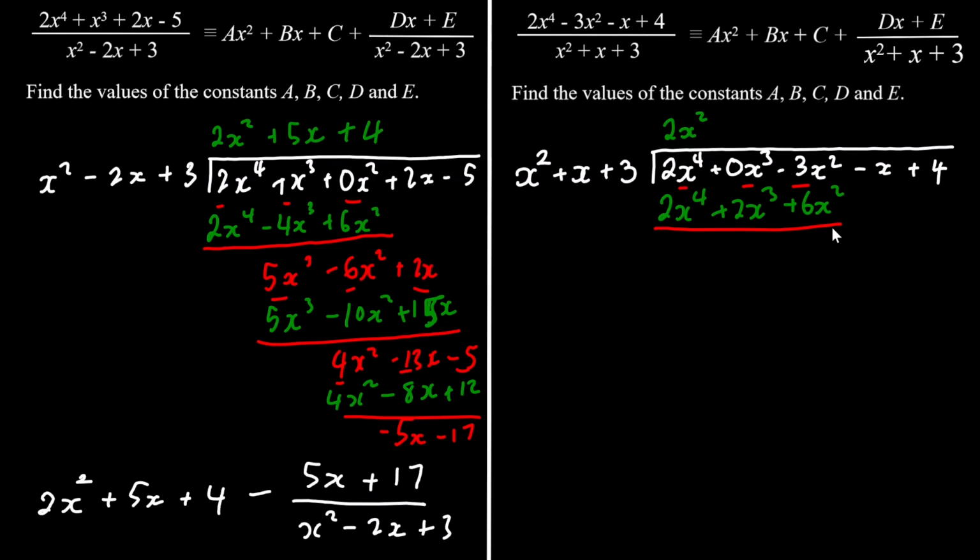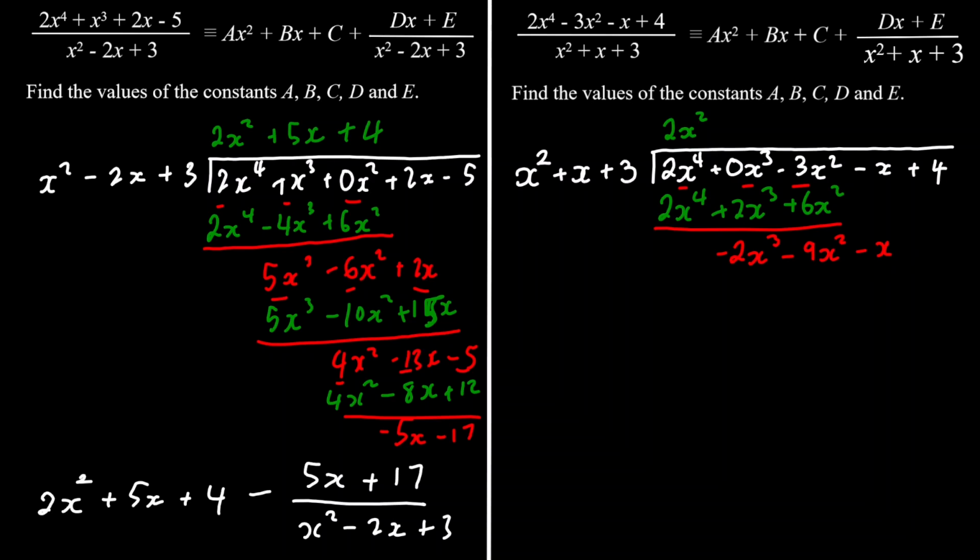So 2x to the power of 4, take away 2x to the power of 4 is 0. Nothing, take away 2x cubed is minus 2x cubed. And negative 3x squareds, take away another 6x squareds is negative 9x squareds. We'll bring down the next one.